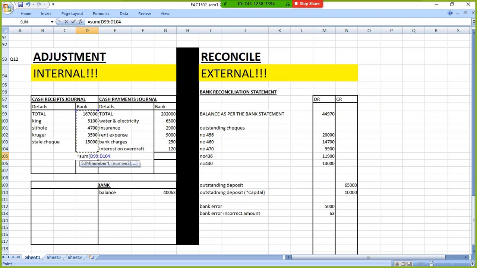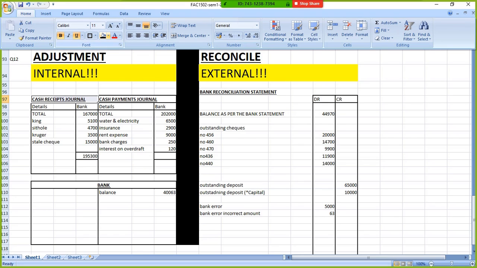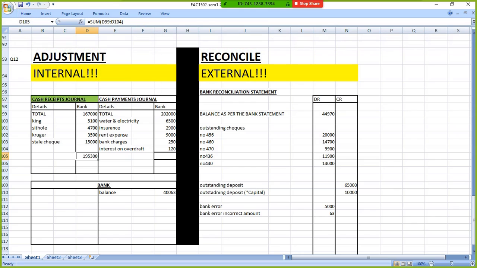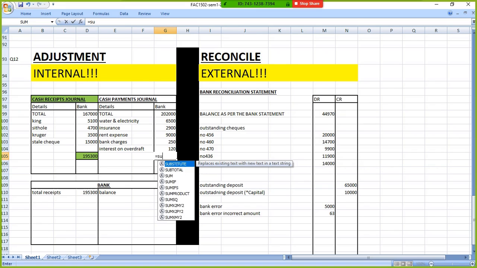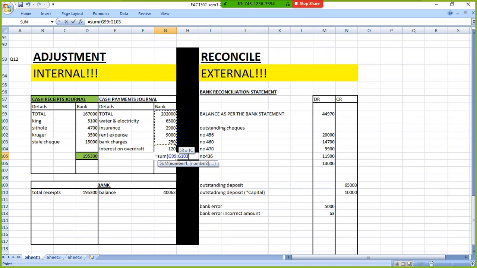Sum up the left. Okay, cash receipts. What do cash receipts do to your bank account? They increase your bank account. Correct. Total receipts. And then the opposite would be true for this one. Do you agree? Yeah, it decreases your bank. Yes. Okay.